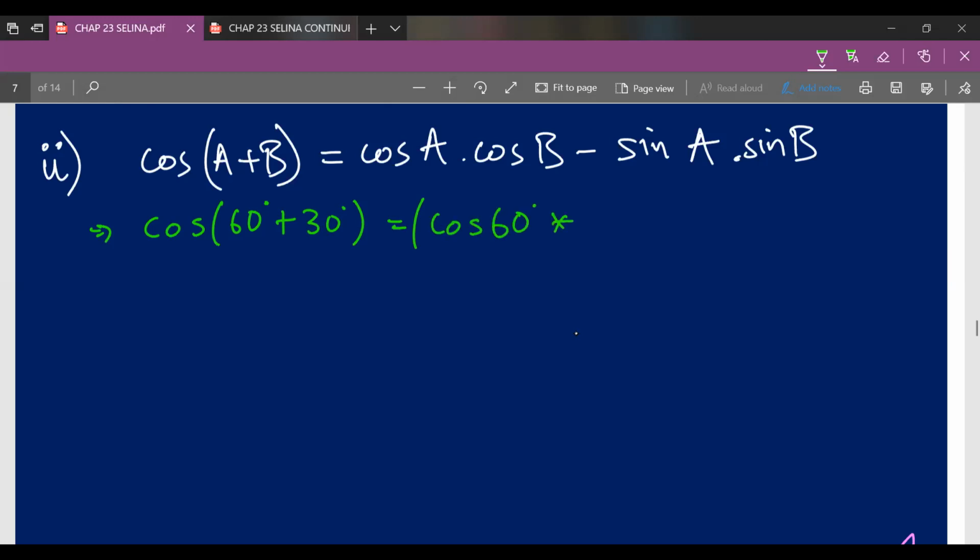Into (the dot represents a multiplication sign) cos B, which is cos 30 degree, minus sin A, which is sin 60 degree, into sin B, which is sin 30 degree. So I'll just write it down a bit down. Over here 60 plus 30 is 90 again. Earlier in the LHS it had mentioned that it is sin 90 degree. Now here it is mentioning cos 90 degree. So cos 90 degree, we'll write it in the LHS. This is the LHS, this is the RHS.